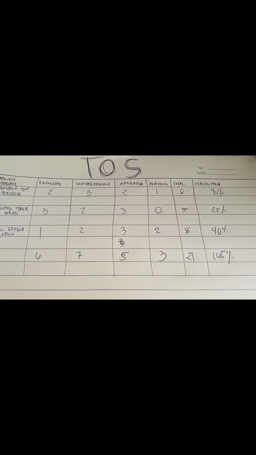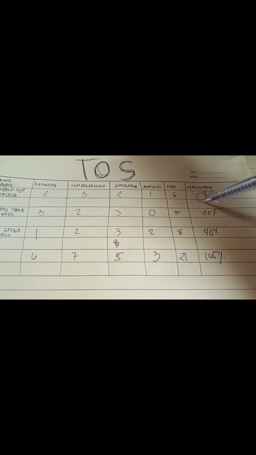The water cycle has a total of 8 questions. That shows how much of the test is focused on each objective. The water cycle makes up 40% of the test because 8 out of 21 questions are about it. The coverage is fine and it is just a guide.